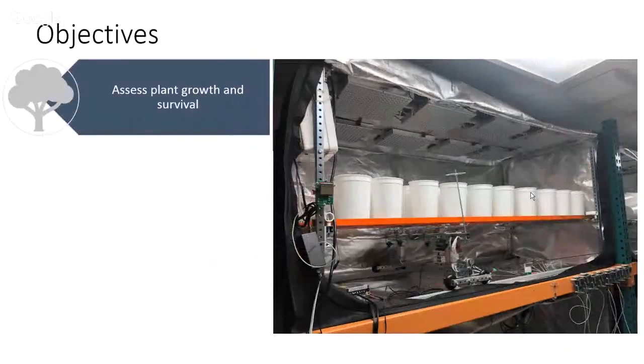Now, the objectives of our experiment: the first one is to assess plant growth and survival. And we're going to do that by observing those three gradients, the three variables. We want to observe the gradient of CO2, temperature, and soil moisture, water availability.